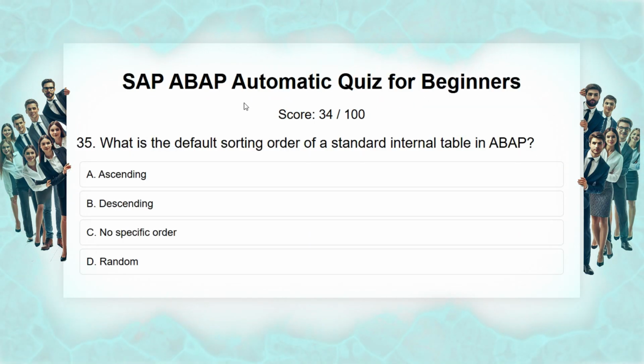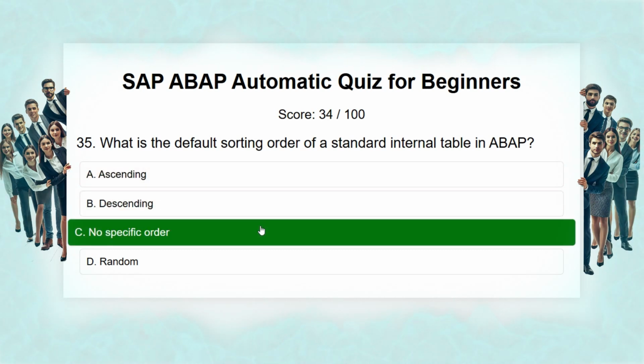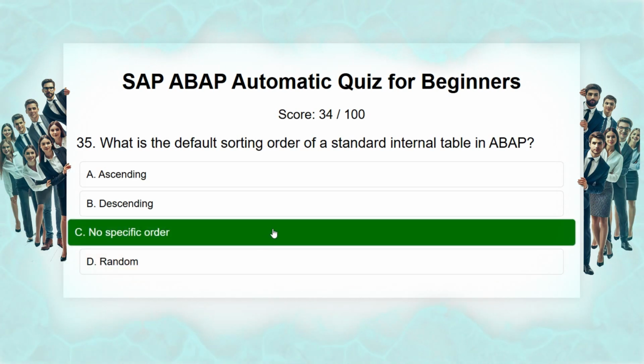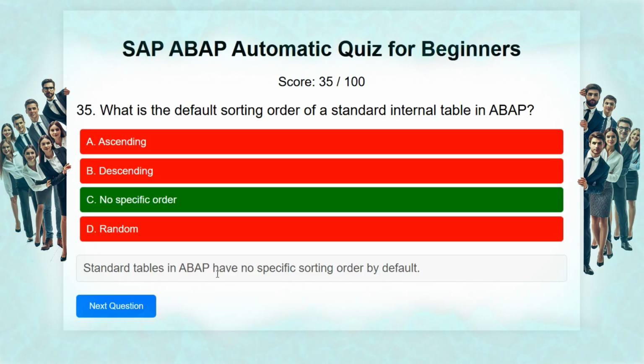35. What is the default sorting order of a standard internal table in ABAP? A. Ascending. B. Descending. C. No specific order. D. Random. Correct answer. Standard tables in ABAP have no specific sorting order by default.